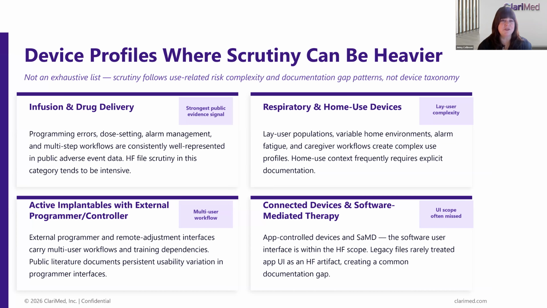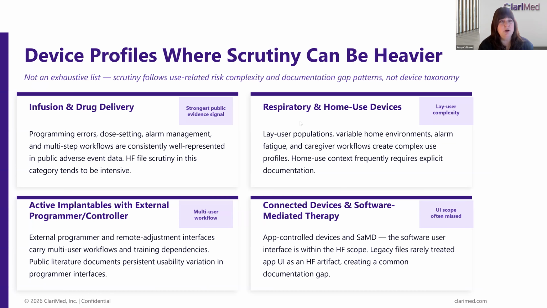So I think we just touched on this slightly, but this is just a little slide that talks about various device profiles where scrutiny could be heavier. And I think the important thing here is it's not necessarily about the complexity of the device. I think people often assume that complex devices get more scrutiny, but actually those complex devices are often used by people who are highly trained. So their risk profiles lower and less complex than simpler devices.